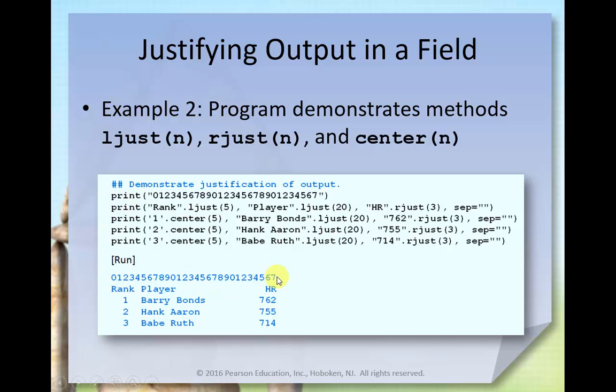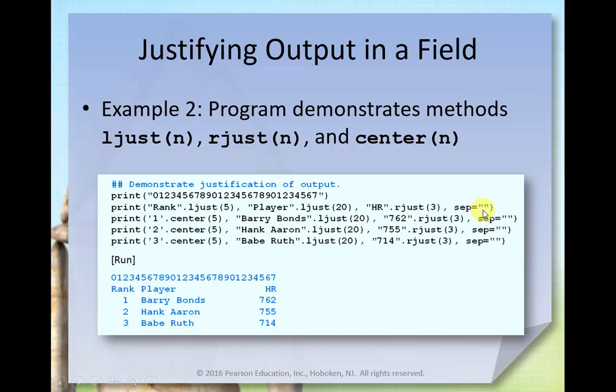at positionally. Then we're going to print the text rank. We're going to modify it by making it left justified and making the field width 5 characters long. So here's the field width. Then we're going to do player, left justify, 20. And finally, number of home runs are right justified, and they're 3. So that'll come back from here.